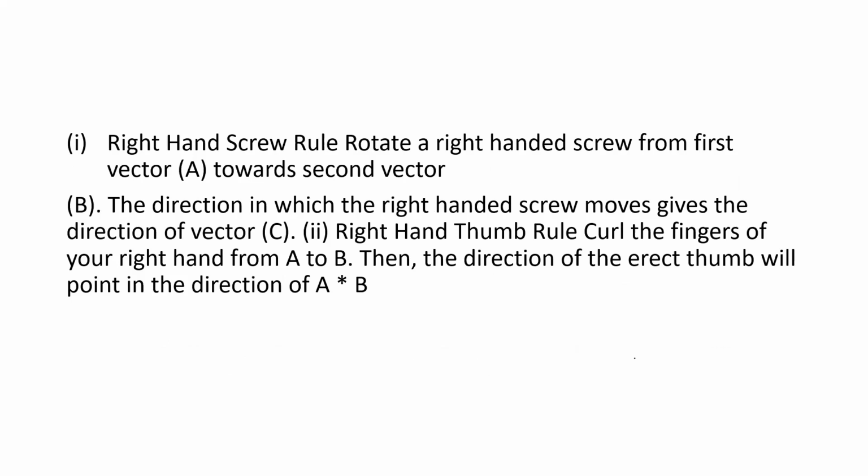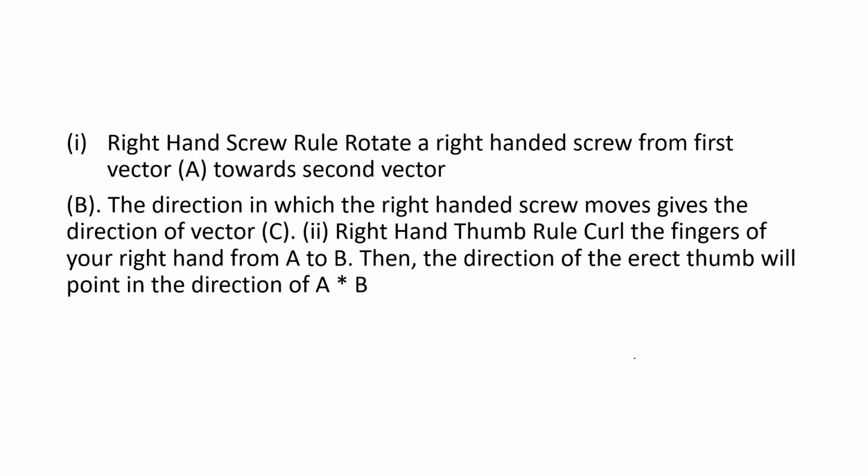See here. The right hand screw rule states that a right-handed screw is rotated from the first vector towards the second vector. Then the direction in which the right-hand screw moves gives the direction of the vector. And the right-hand thumb rule: curl the fingers of your right hand from A to B. Then the direction of the erect thumb will point in the direction of A cross B.